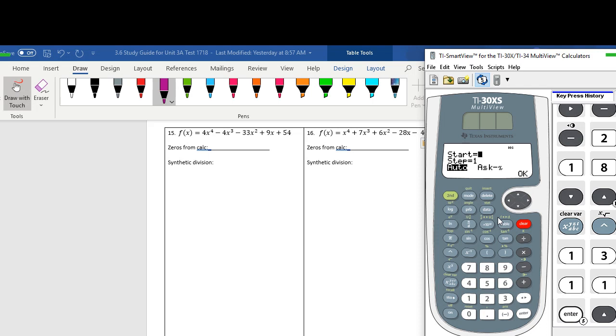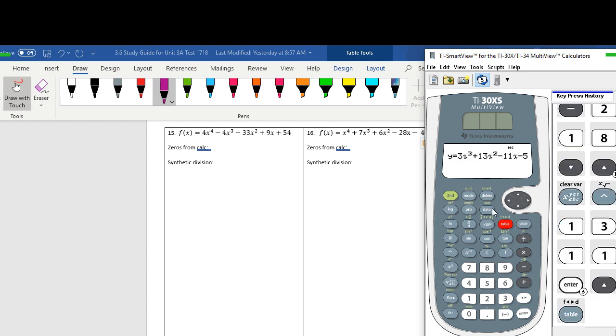Let's try 15. So again, I need to take my polynomial function, f of x equals 4x to the fourth minus 4x cubed minus 33x squared plus 9x plus 54, and I need to write it in factored form, but then also identify the solutions. So I'm going to go to my calculator and I'm going to type the equation in.